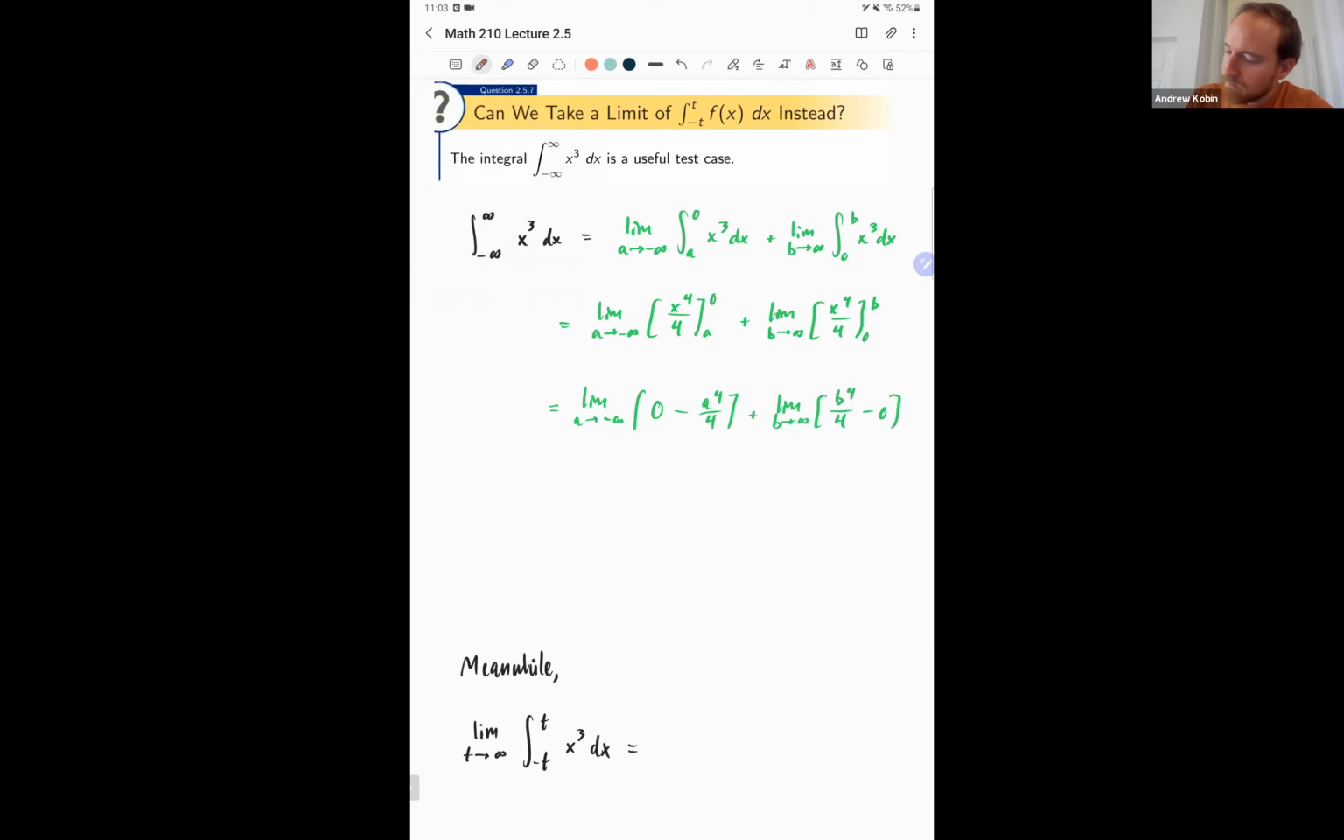Easy enough. What happens to each of these expressions as a or b approaches one of the infinities? As a approaches negative infinity, a to the 4th is going to be a large positive number. This actually goes to infinity, so this does not exist. Full stop. The entire integral diverges because one of the two pieces diverged. This integral diverges.